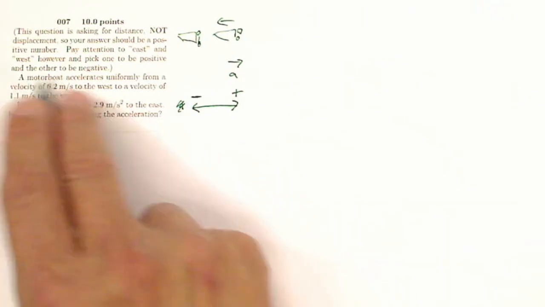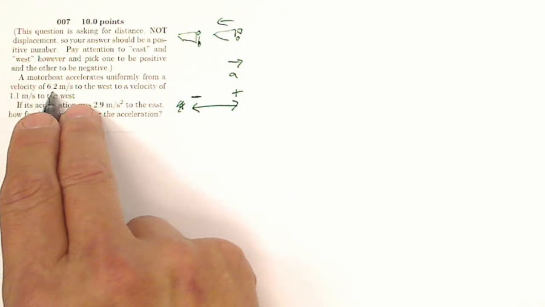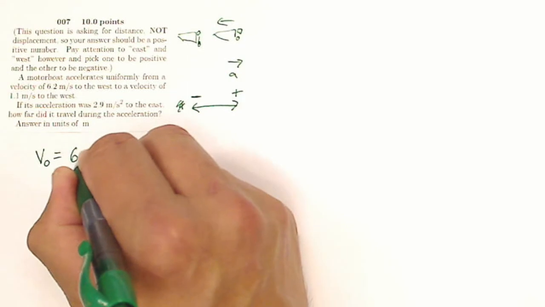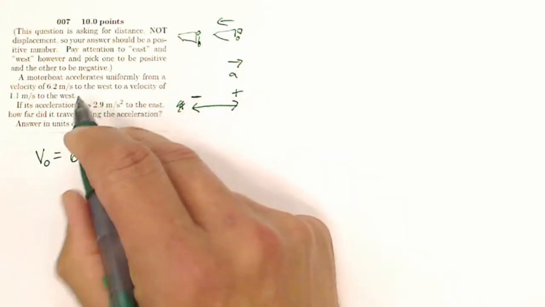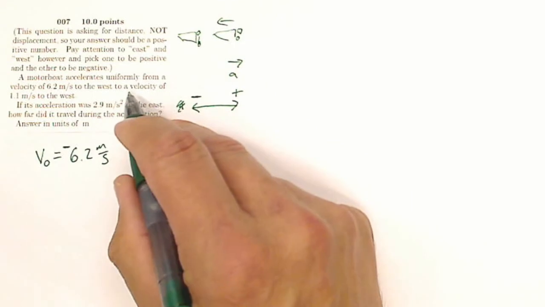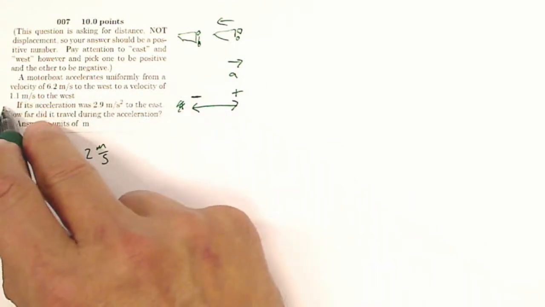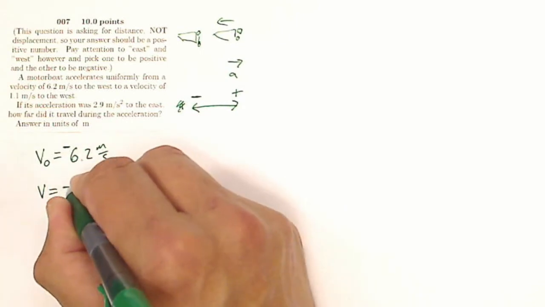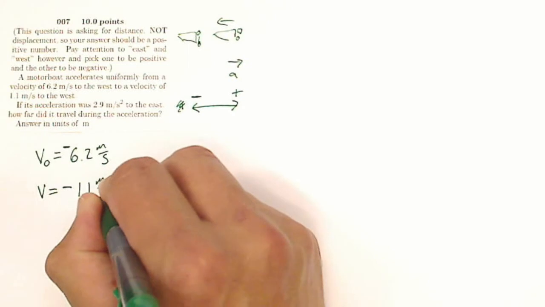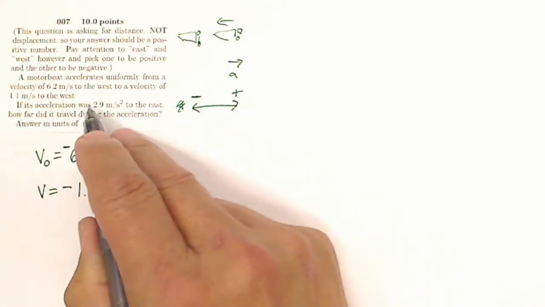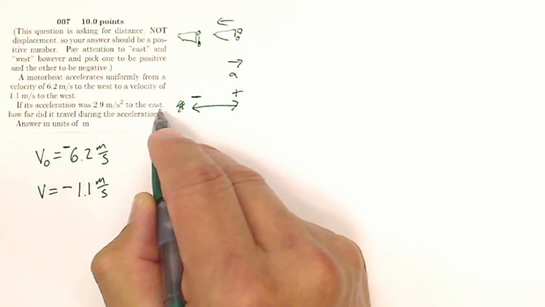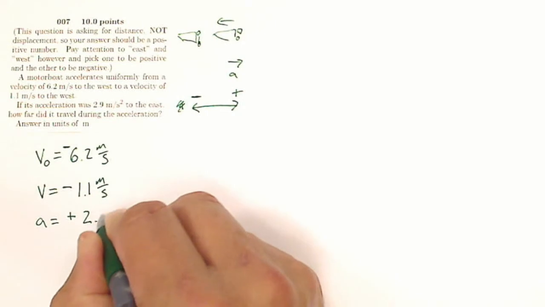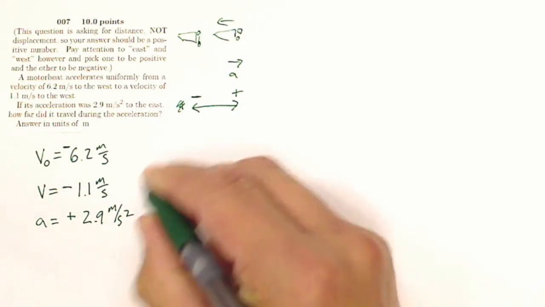A motorboat accelerates uniformly from a velocity of 6.2 meters per second to the west. So that is my initial velocity, 6.2 meters per second. To the west, that's negative. To a velocity of 1.1 meters per second to the west. My final velocity is going to be to the west, 1.1 meters per second. If the acceleration was 2.9 meters per second squared to the east, well, my acceleration is to the east, so it's going to be positive 2.9 meters per second squared.